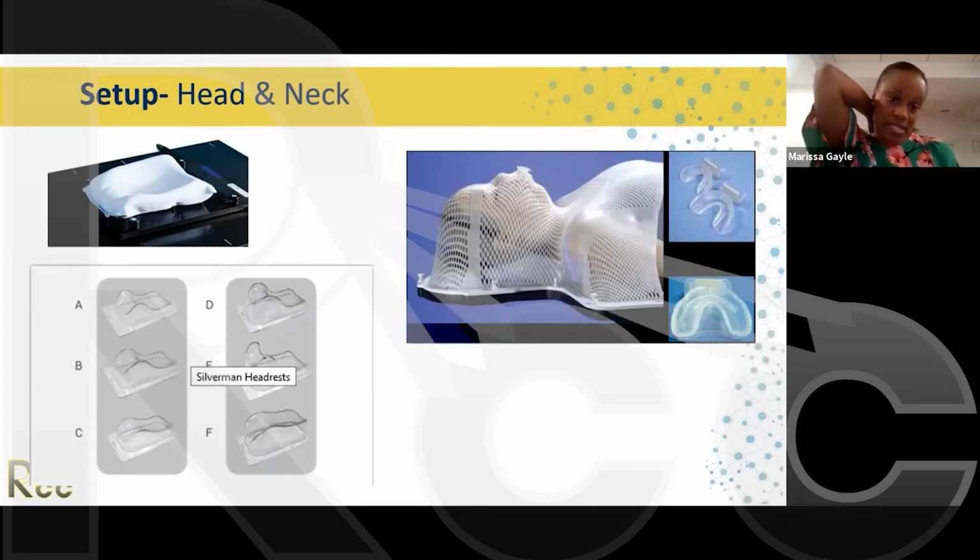Also, with the head and neck setups, we will use different headrests. They come in a variety of sizes and shapes, depending on what works best for the patient. My site also likes to add the Moldcare cushion on it because some head and neck patients just can't get their head all the way down, and it's another way to ensure the head placement.